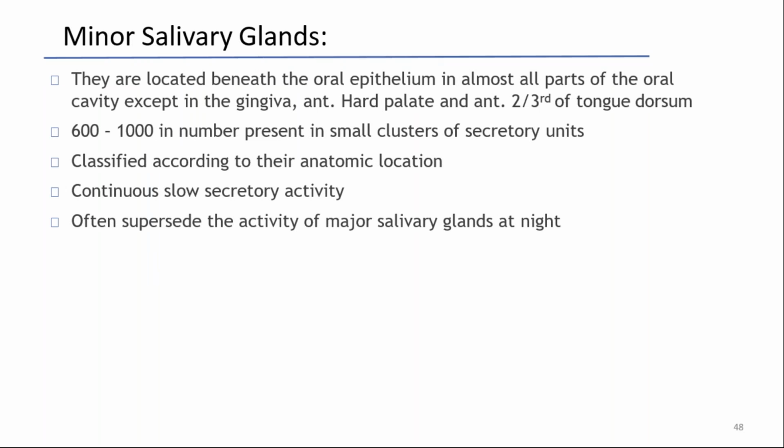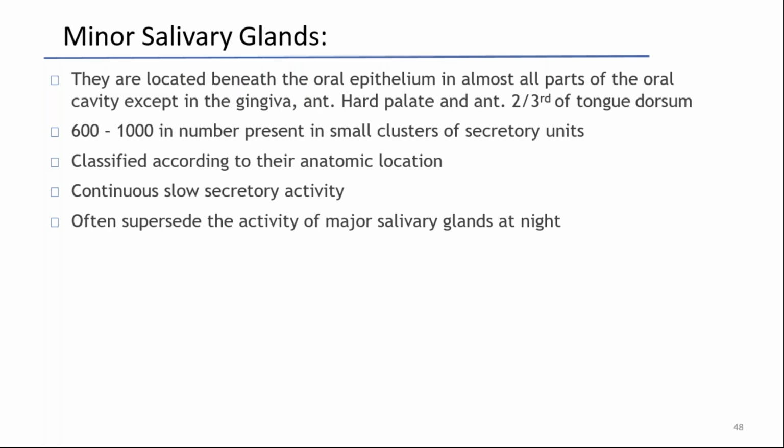Coming to the minor salivary glands, they are situated in the oral cavity in the mucosal aspect. About 600 to 1000 are present in clusters. They don't have storage capacity like the submandibular or sublingual gland. They don't store any kind of secretions. So that's why stone formation is common in the larger salivary glands.